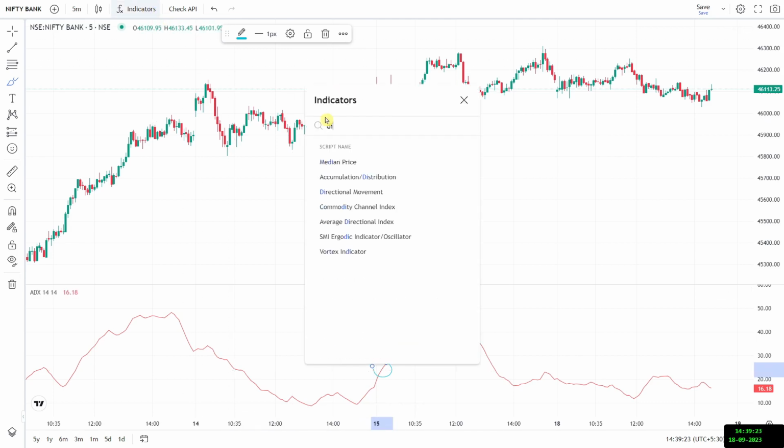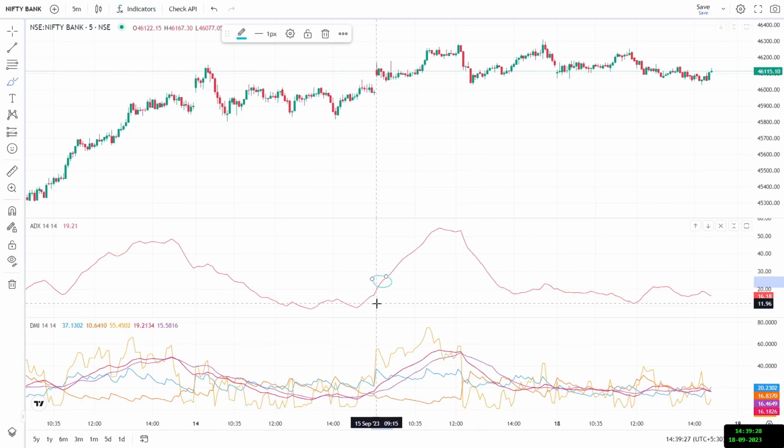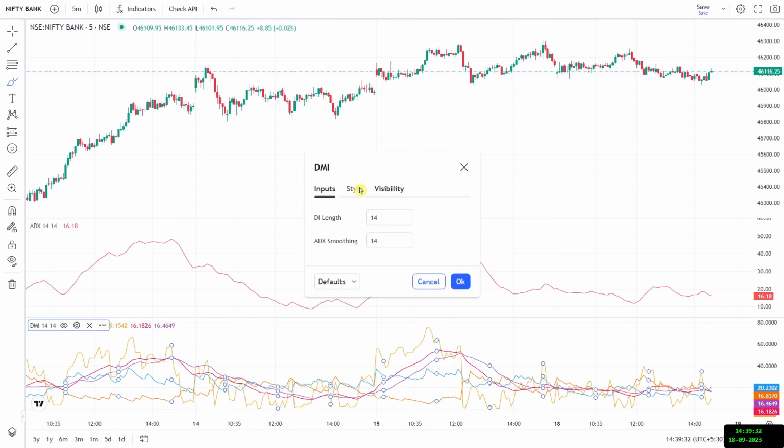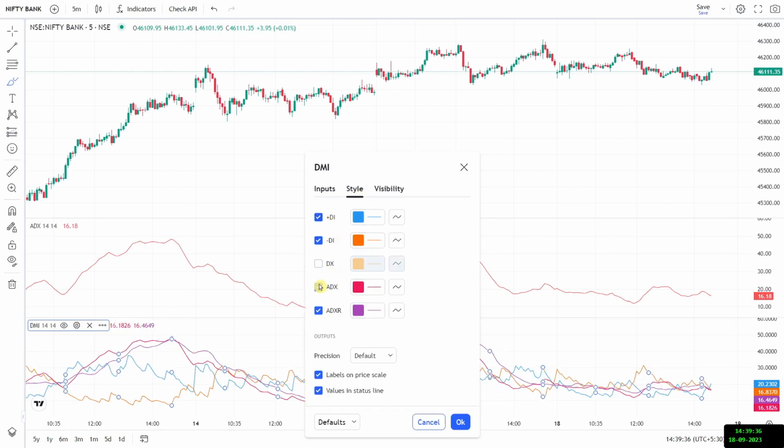So we can put in our DMI also, the directional movement. So let's make it a little cleaner. We're only looking for DI plus and DI minus, so I'm going to remove all these now.